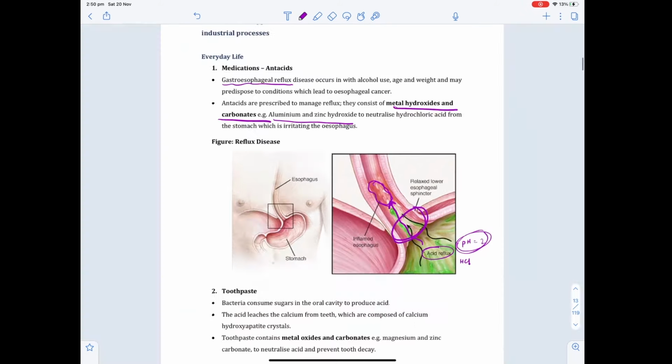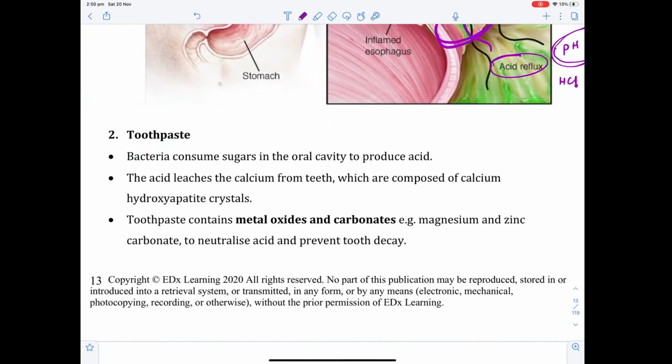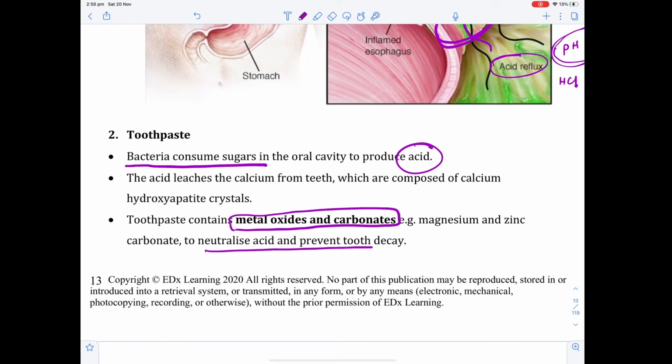Okay? Good. All right, finally, toothpaste. The key principle here is bacteria consume sugars and they produce acid. And toothpaste contains metal oxides and carbonates that neutralize the acid. Now, the reason that acid is bad is because it literally leaches or dissolves bone, right? And your teeth are bone. So you can actually leach the calcium crystals that make up the non-living component of bone.